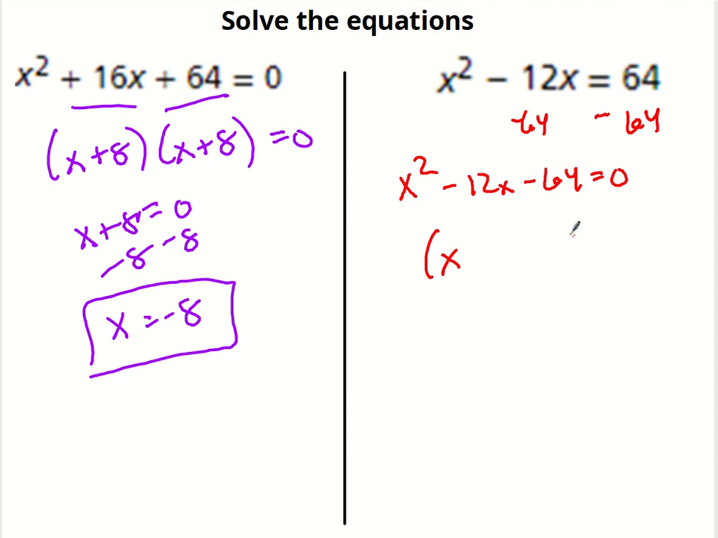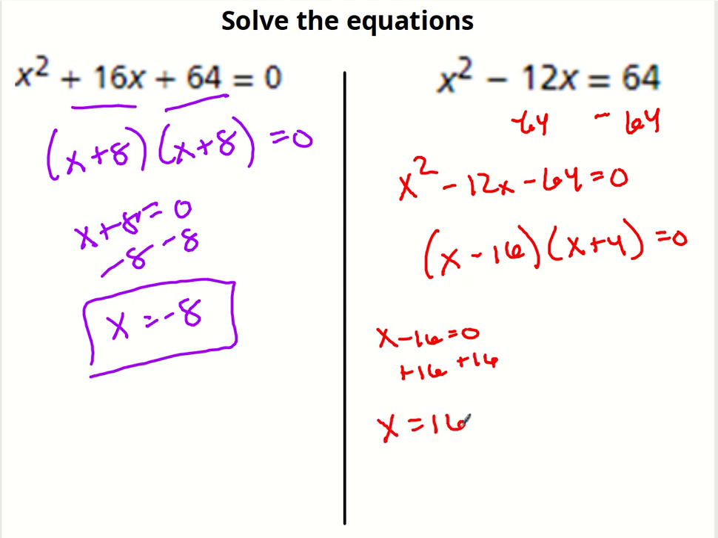So I just have to make sure I get my positives and negatives right. I know one has to be positive, one has to be negative. Because my middle term is negative, that means the larger term has to be negative. So -16 times +4 is -64, and -16 plus 4 makes -12. Well, there are my two equations. So I can add 16 to both sides, and I get x equals 16.